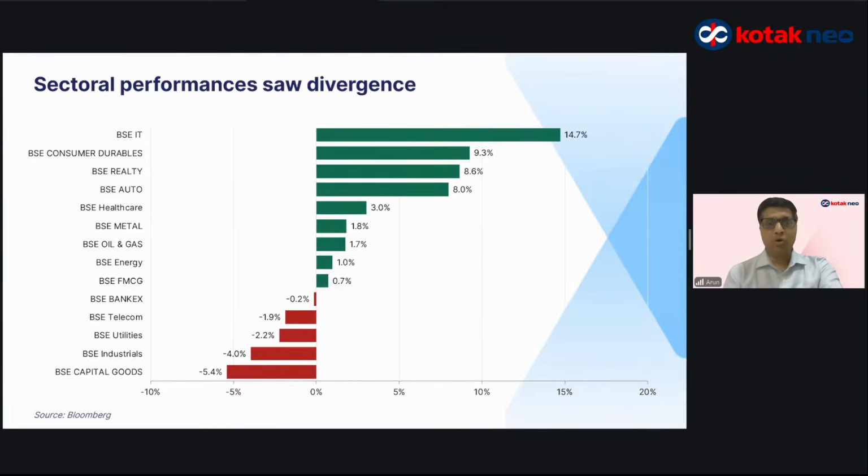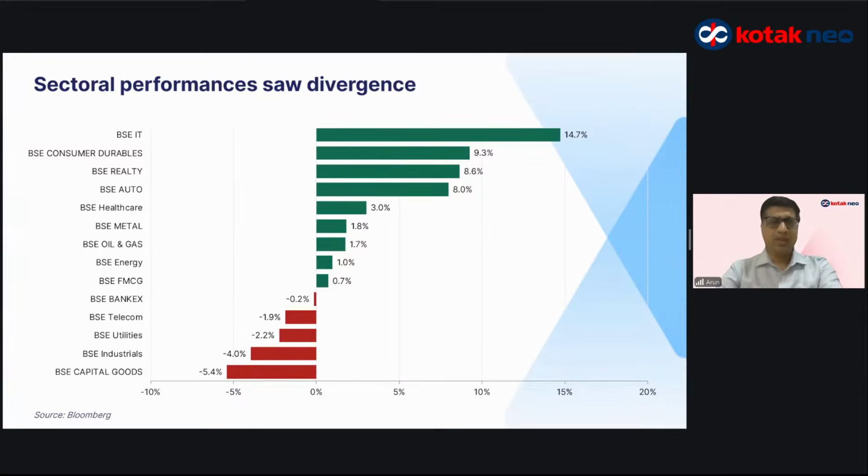The auto index is another index that saw a strong pullback this month. We are seeing strong volume growth over the past many months now, ever since the GST rate cut came in. And even the July volumes, which came out on Friday over the weekend, show how strong the volume growth has been for the auto sector, and that's getting largely reflected in how the index has performed.